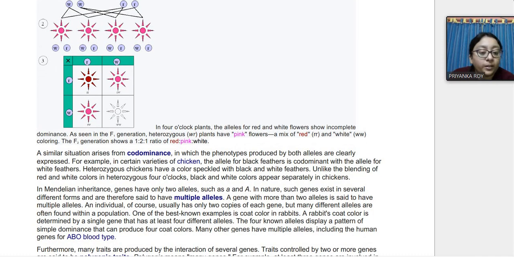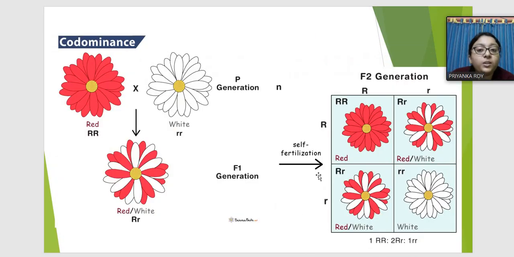Another thing is codominance. Here, in red and white, both colors are expressed in the F1 generation. If it is self-fertilized, or another F1 plant is crossed with it, we will get back these two again. Here the color is not pink. That means that both are showing dominance. Both red color and white color are expressed separately, not mixed together as pink, which means that both the red allele and the white allele are dominant over each other and are expressing themselves individually.